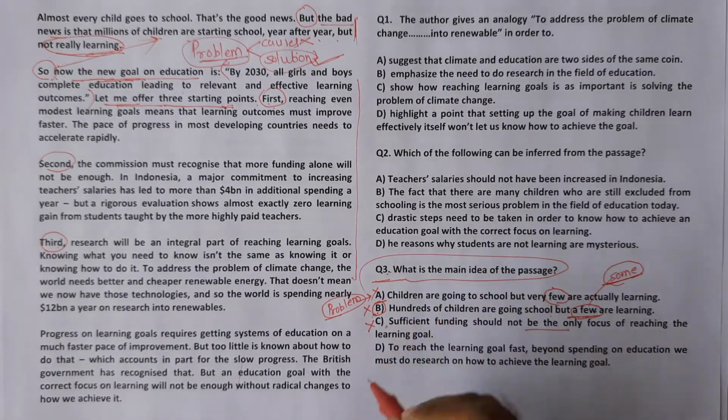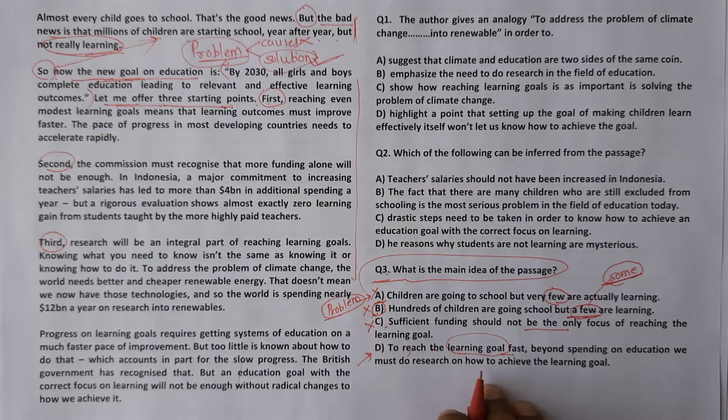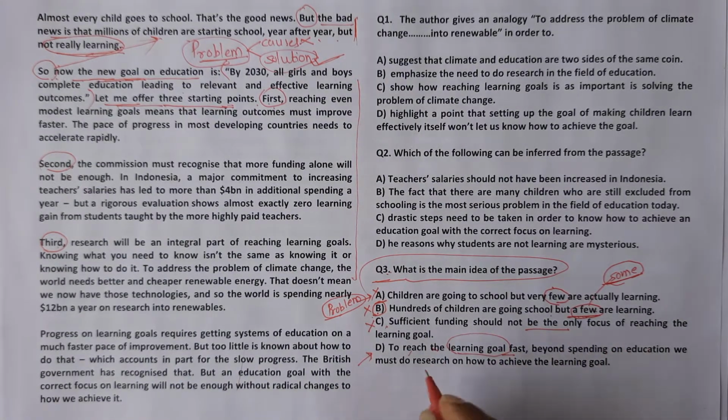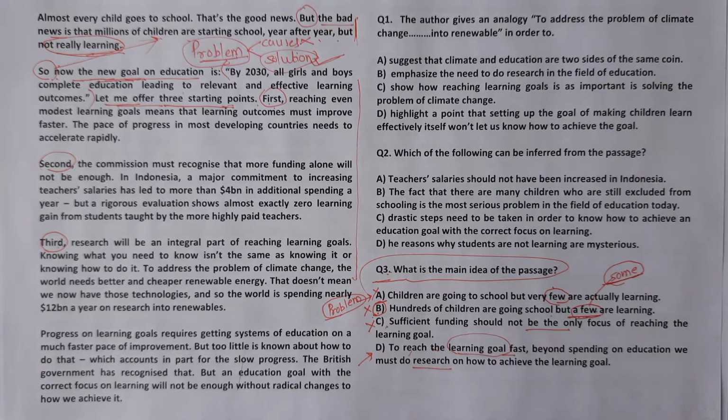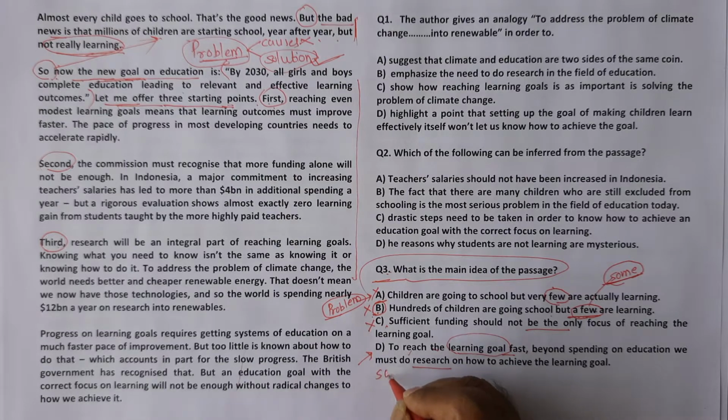The answer of the question number 3 is the last option, D. To reach the learning goal fast. Why learning goal? Because the problem is that students are not learning. To reach the learning goal fast, beyond spending on education, we must do research on how to achieve the learning goal. So D must be the answer because it is focusing not only on the problem but also on solution.